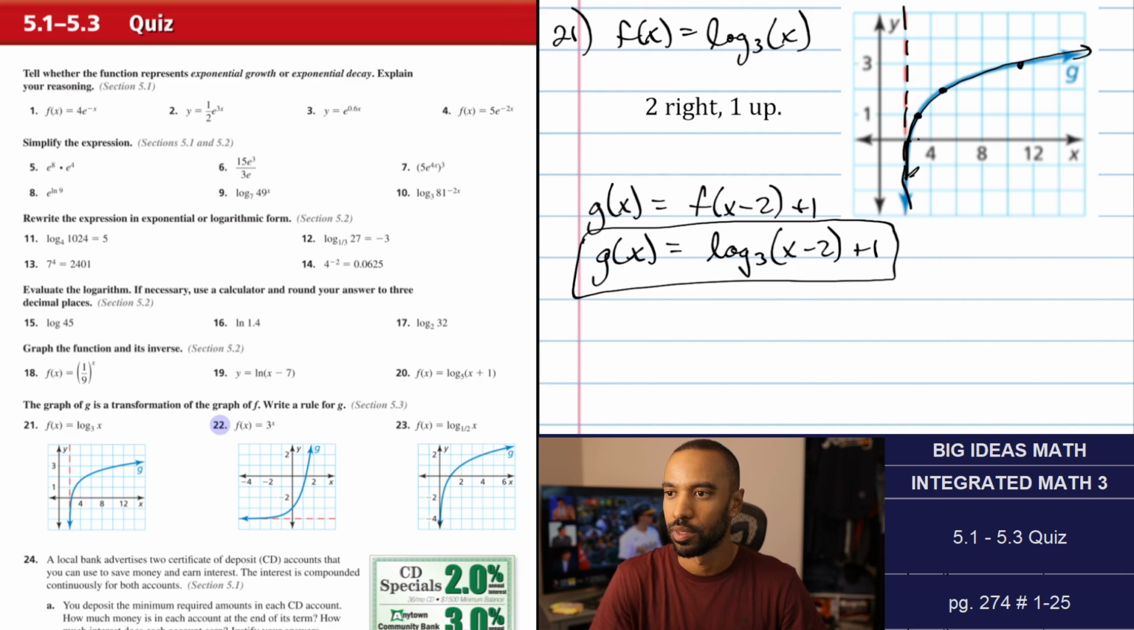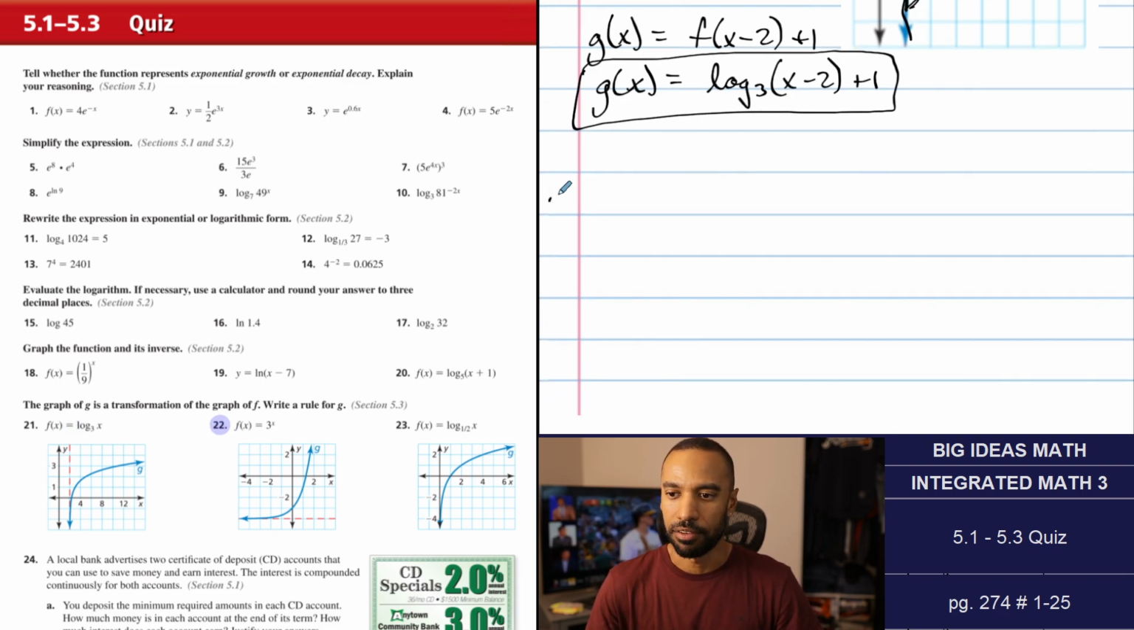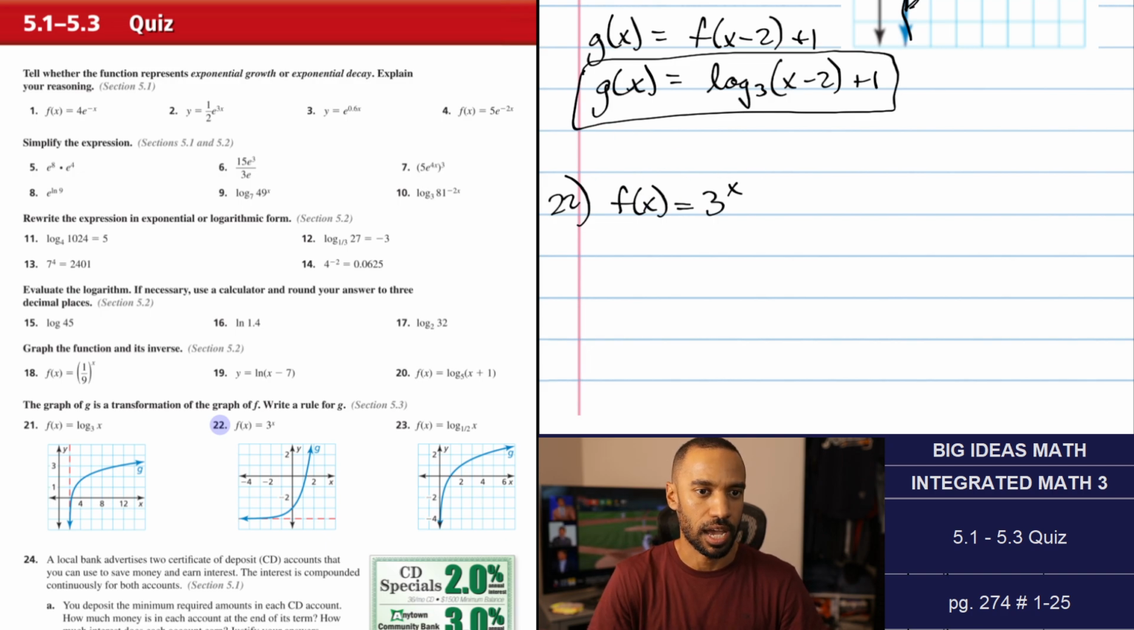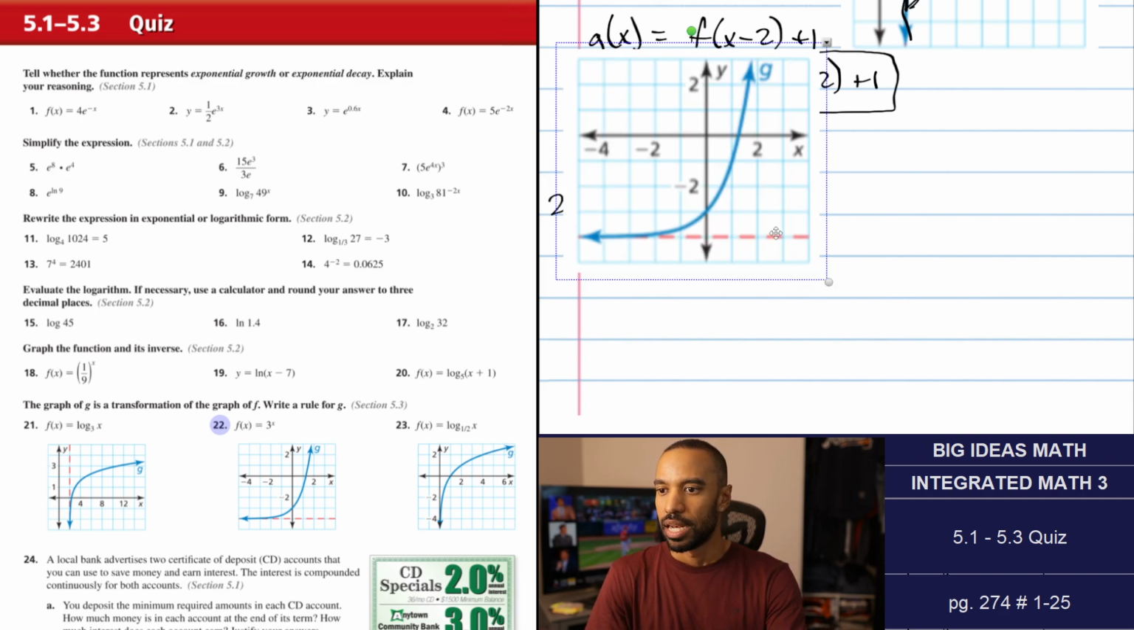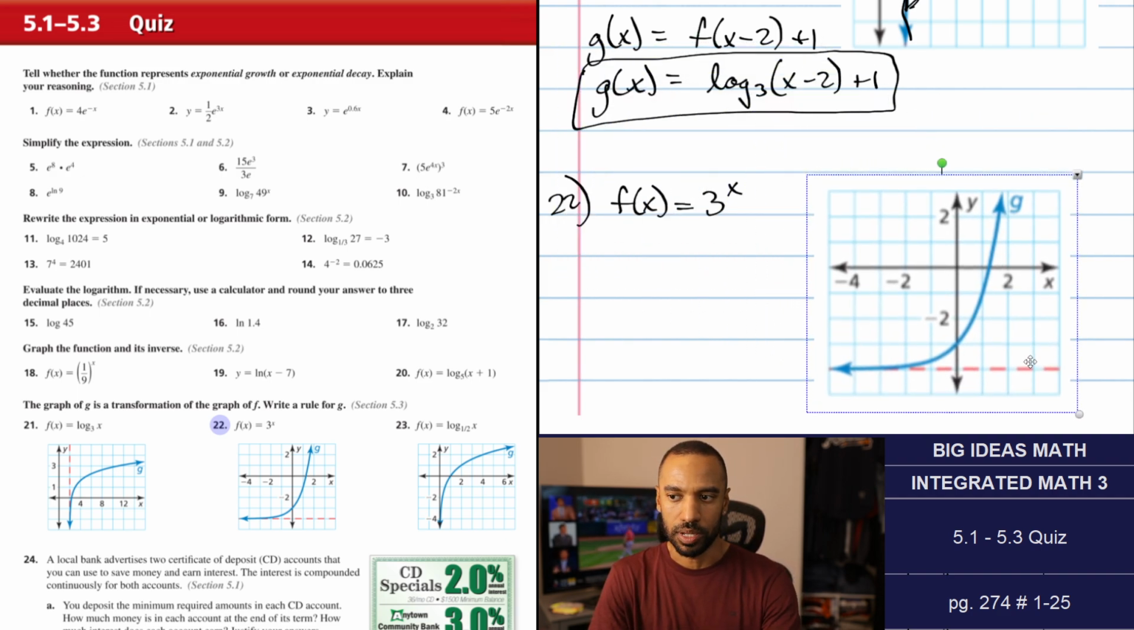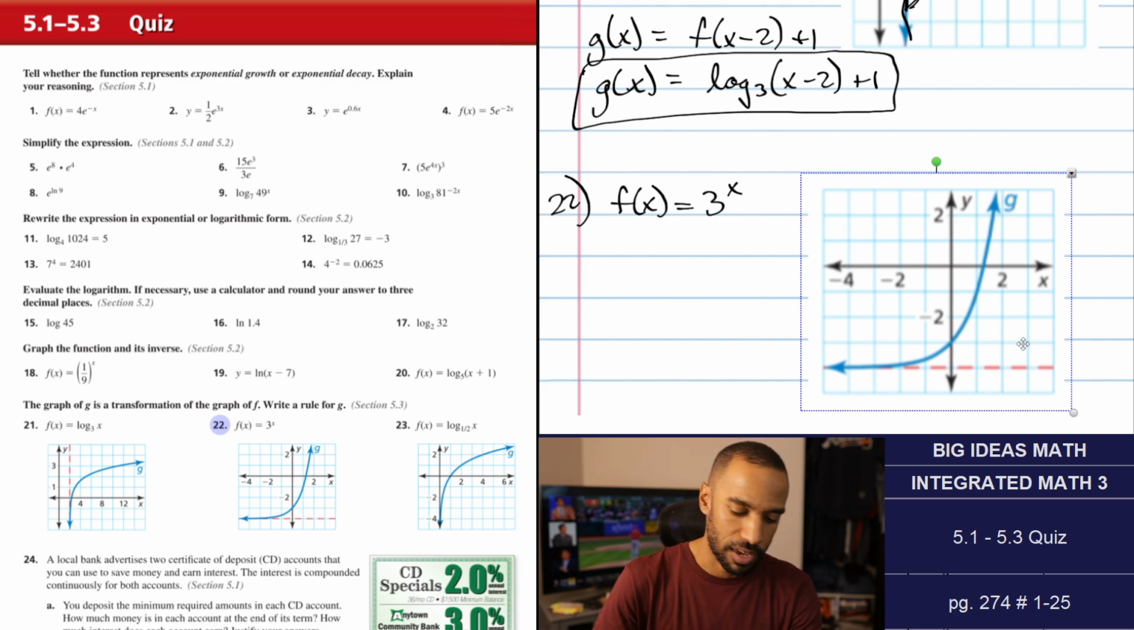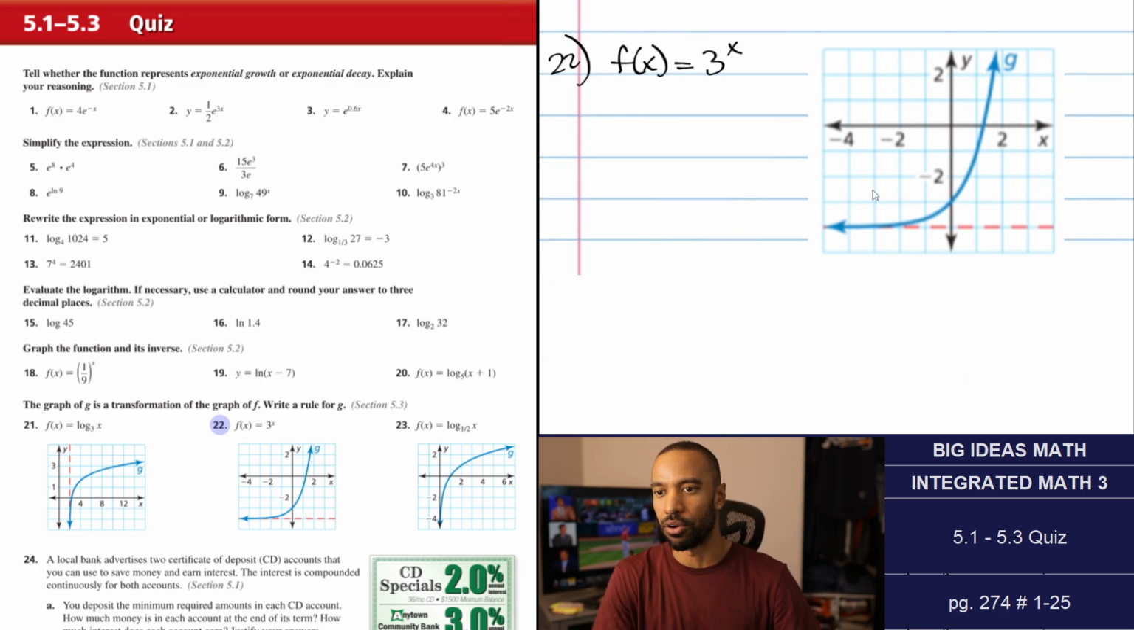Number 22, we have f of x equals 3 to the x power. I hope this wasn't too blurry for us because I'm about to do it again, copy paste. This is an exponential function, and we're asking what's happening with that 3. Now, there's more than one answer for any of these you could technically do. But given this, we want to get the easiest answer out of this for ourselves.